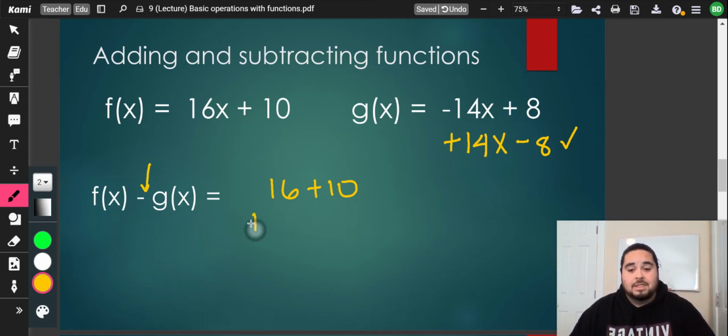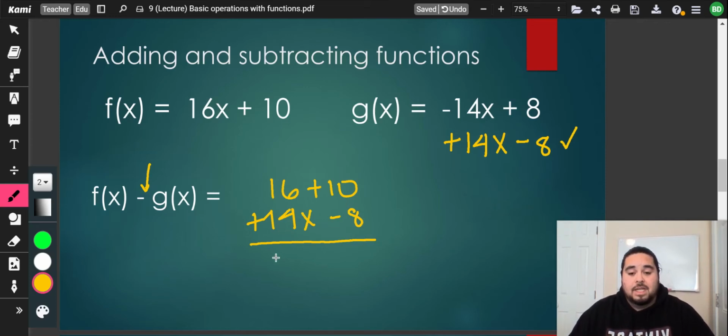So I have plus 14x and minus 8. And we just combine these together. So I have 16x plus 14x. That's going to give me 30x.